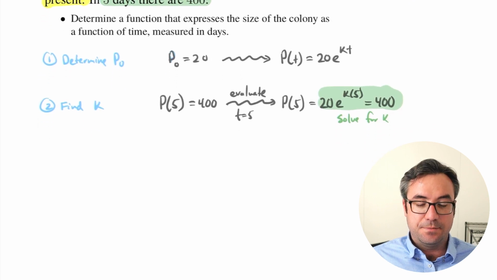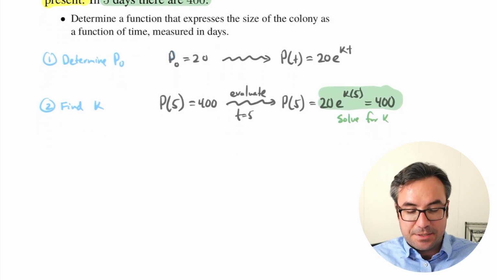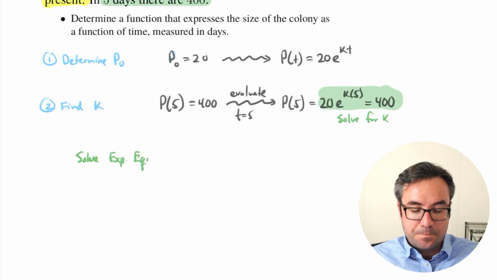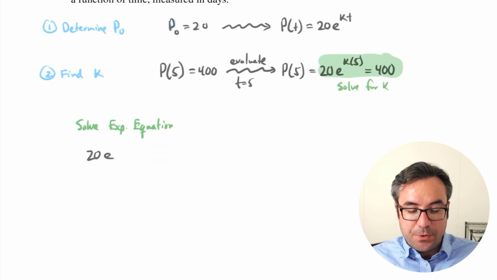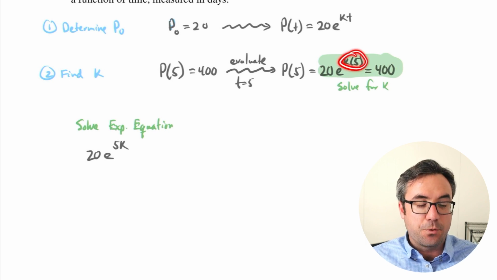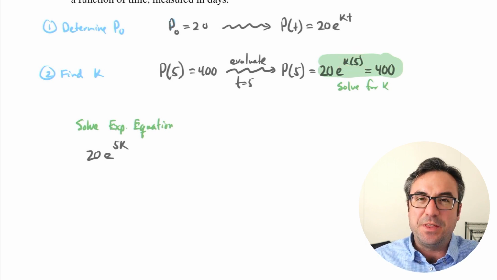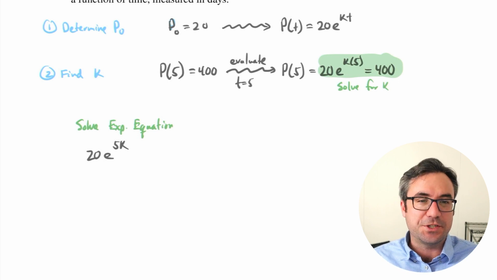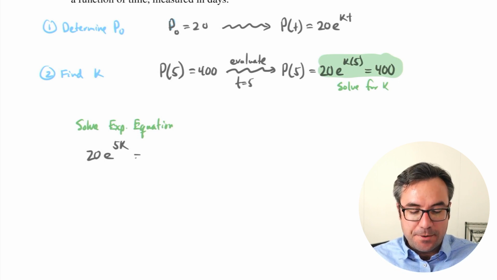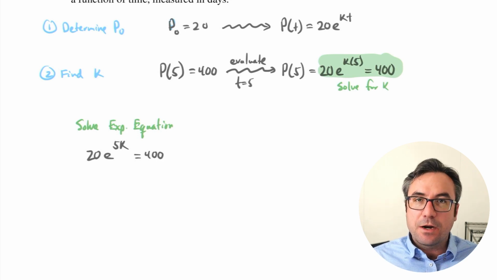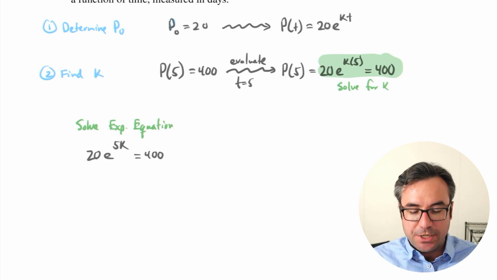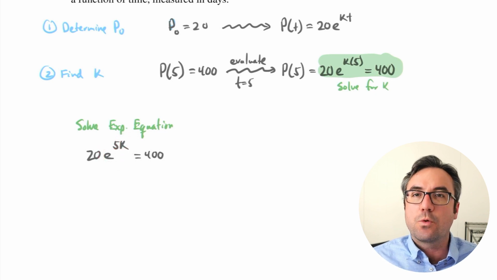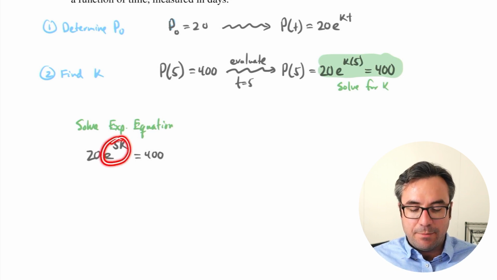All right, so let's do it. Let's solve that exponential equation. So let's write it down: 20 e to the 5 times k, and I'm just going to reverse the order there up in the exponent, because I like to put the known constant first. And then this is equal to 400. Our general strategy for solving these exponential equations is we want to isolate the exponential term where our unknown quantity is. So we want to get this all by itself.